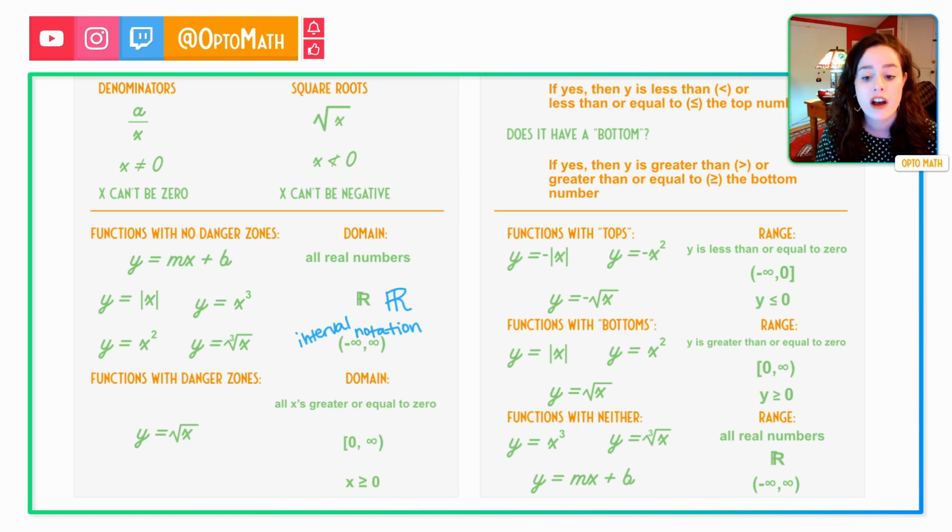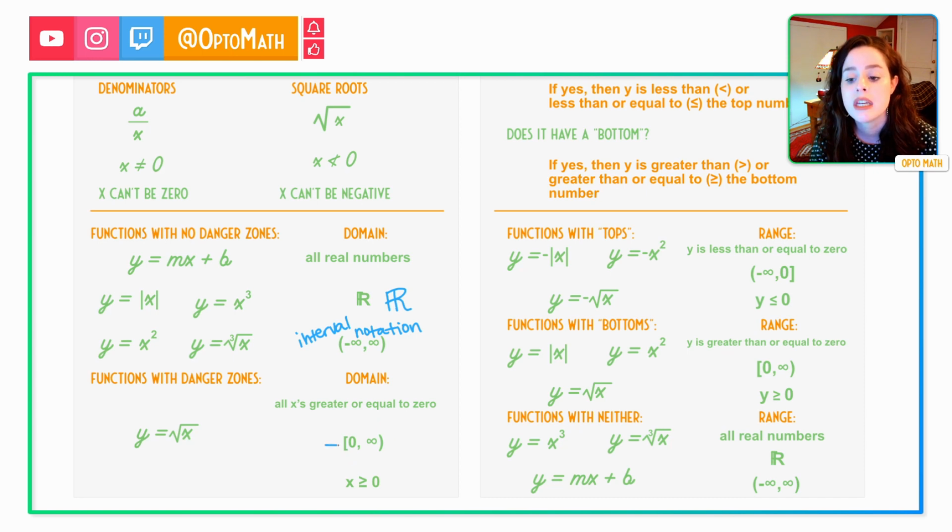Here's an example of a function that we've talked about so far with the danger zone, and that's the square root function. Well, we just talked about square roots having a danger zone of a negative number underneath the square root. So as long as your x is non-negative, which another way of saying that is greater or equal to 0, then you're good. So we can say all x is greater or equal to 0, and we can write it in interval notation here.